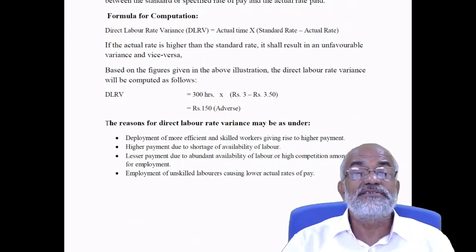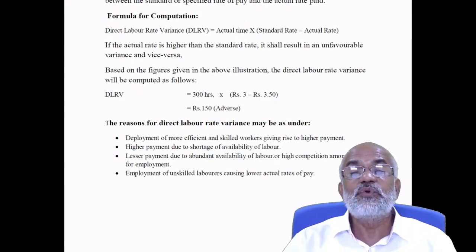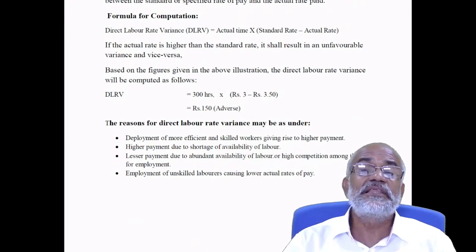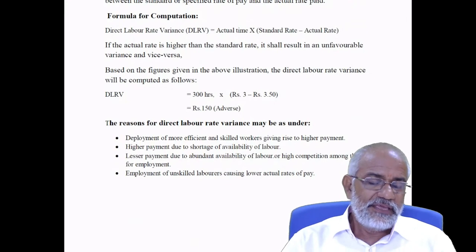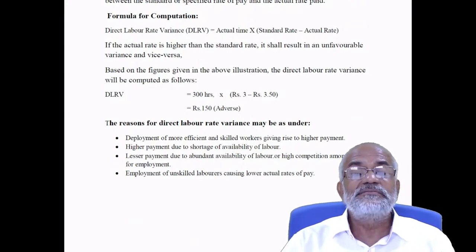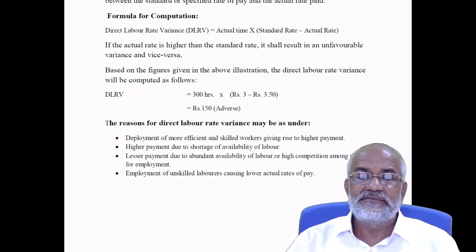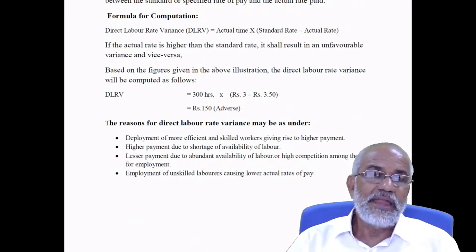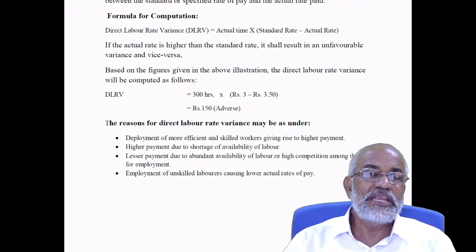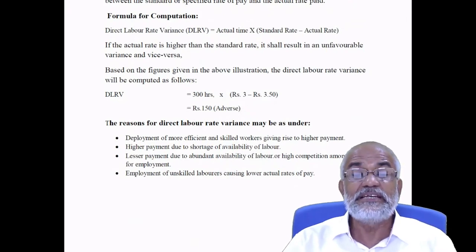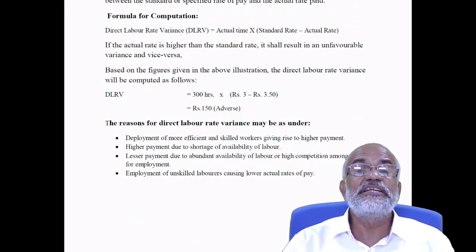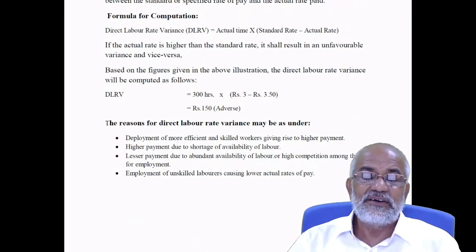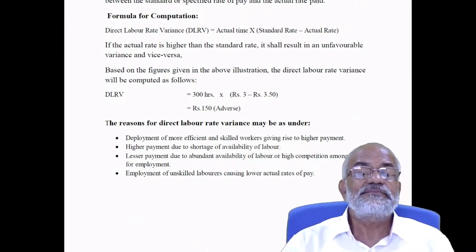The third reason is lesser payment due to abundant availability of labor or high competition among them for employment. If the flow of labor is more, then obviously the management would be in a position to make a bargain with them, and the labor force can be utilized with a lesser payment, and that would also result in the variation in the direct labor rate.